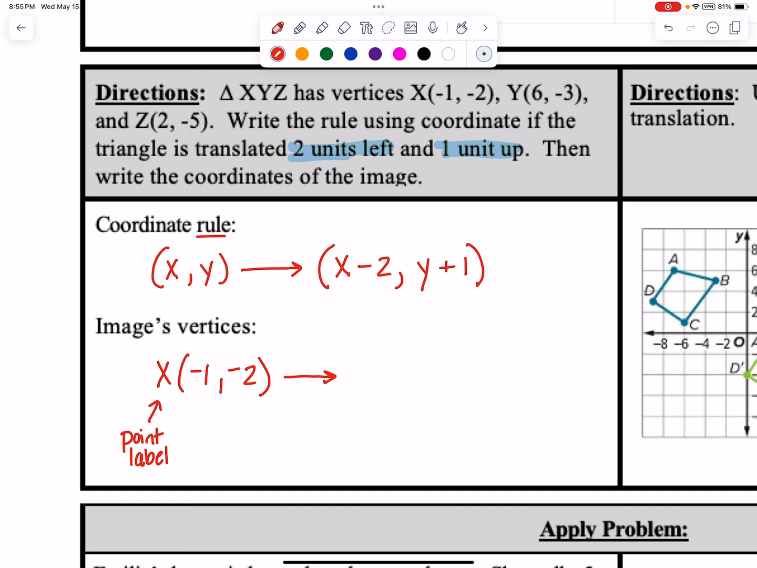So we have point X. Its coordinates are -1, -2. So what are the new coordinates? The new coordinates for it are -1 - 2, okay, comma, and then -2 + 1. Okay, so what would those be? We have -1 - 2 would be -3, comma, -2 + 1 would be -1. Okay, so there's our new coordinates.